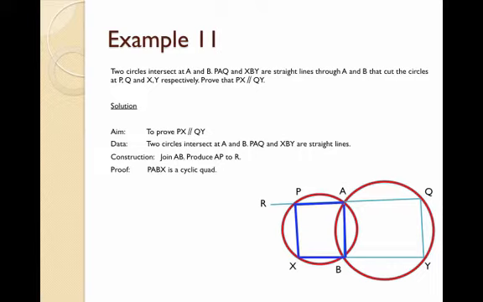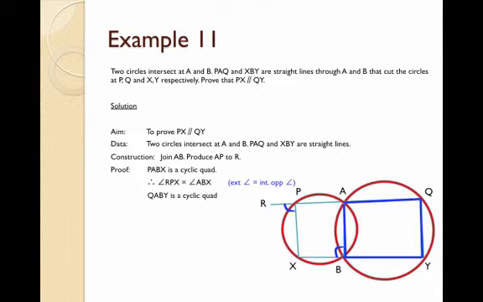I start my proof by stating that PABX is a cyclic quadrilateral. With this comes all the properties of cyclic quadrilaterals. This means I can use the fact that angle RPX equals angle ABX because the exterior angle will be equal to the interior opposite angle. I've put my reasons in blue for this example to make them stand out a little bit better.